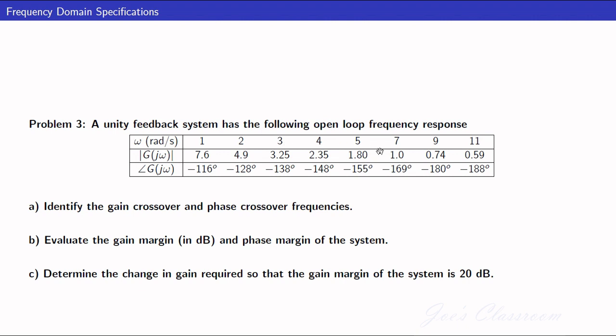So, for this system, the open loop frequency response is given in the table. For different frequencies, the magnitude variation is given and the phase angle variation is also given. One more thing to be noted is the magnitude variation is given in actuals. They have not been transformed to decibels. The question is to identify the gain crossover and phase crossover frequencies, to evaluate the gain margin and the phase margin, and also to determine the change in gain required so that the gain margin of the system is 20 decibels.